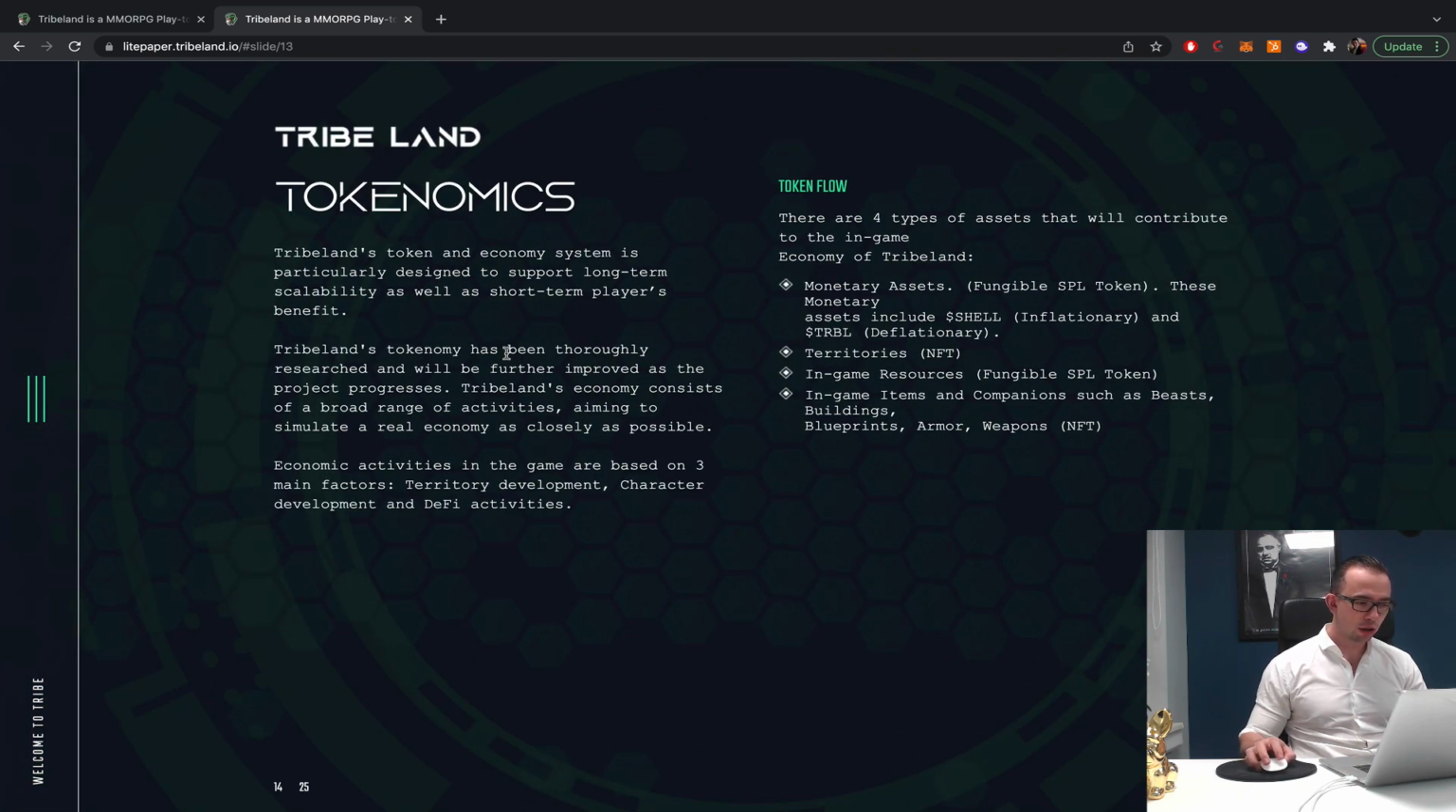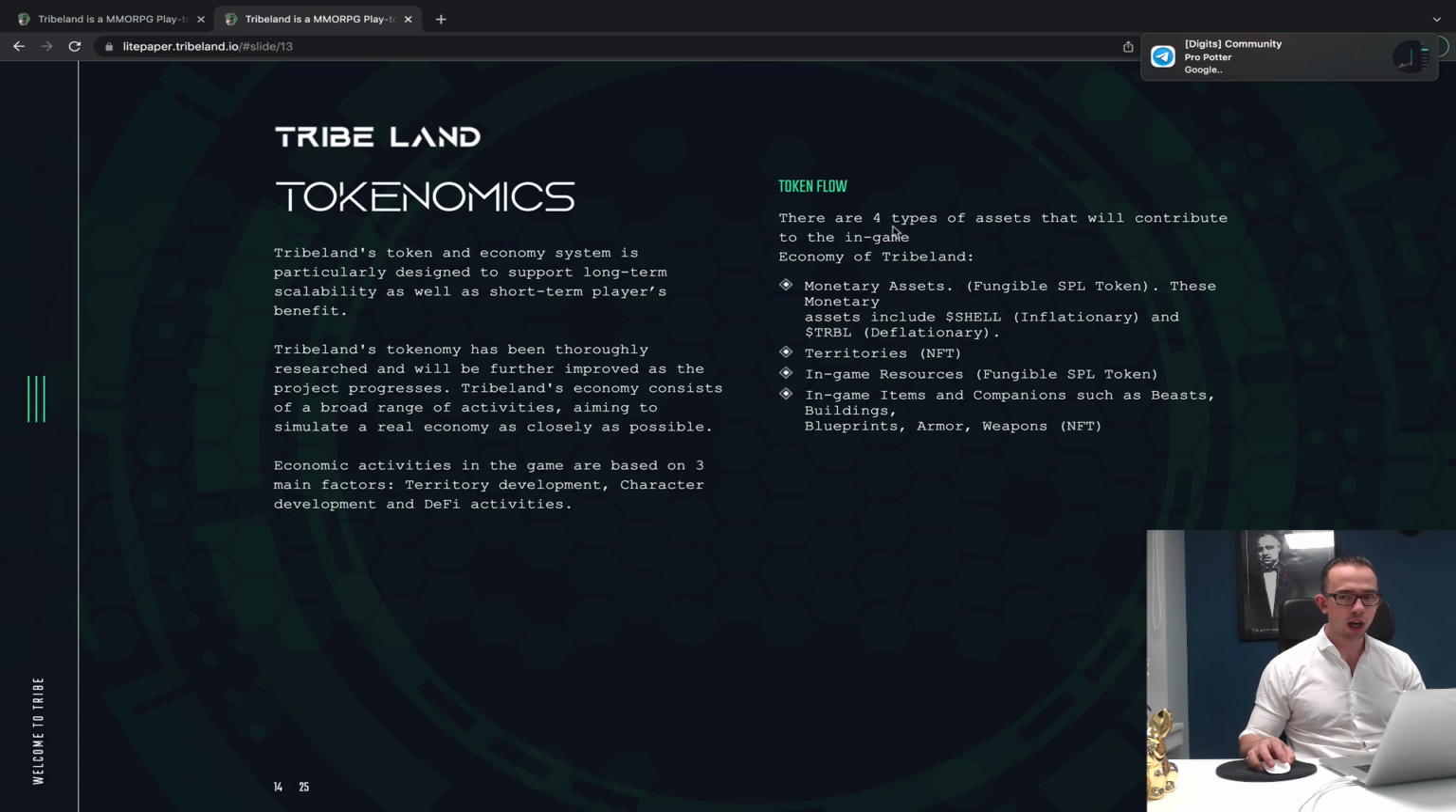Tribeland's tokenomy has been thoroughly researched and will further improve as the project progresses. Tribeland's economy consists of a broad range of activities aiming to simulate a real economy. Okay, so that's more about the in-game economy. Economic activities in the game are based on three main factors: territory development, character development, and DeFi activities.